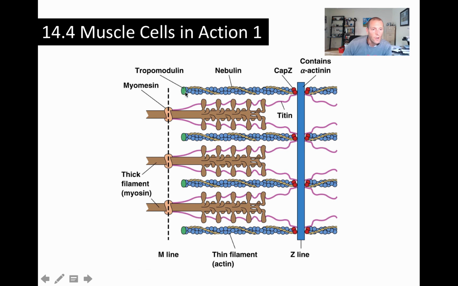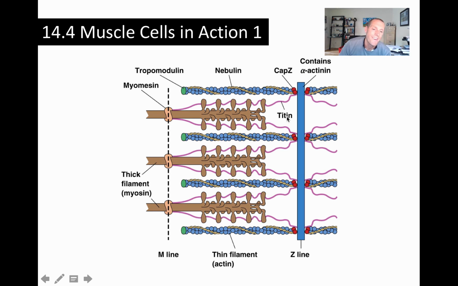Tropomodulin here on the minus end helps the filament maintain stability, and then there's a protein nebulin here that wraps, and that maintains the integrity of the actin filaments. We've got myomesin. Where is myomesin? Here. Myomesin is present in the M line, sitting at the center of the H zone, that clear zone that we looked at, and it's going to be bundling together the myosin. So everything's being held in place by these structural proteins.